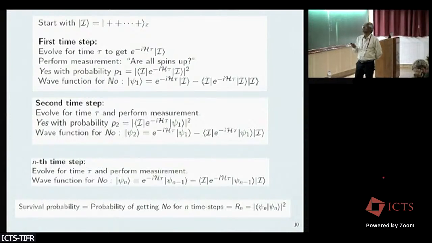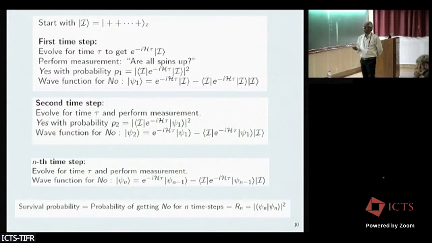So we take this thing and project out the component of I. So this is the wave function for the replicas, which has given me no. And in the second case, in the second time step, this psi1 will be evolved over time tau. And I will get yes with probability P2. And the wave function for no will be this thing, e to the power minus iH tau operating on psi1, minus this initial state projected out.